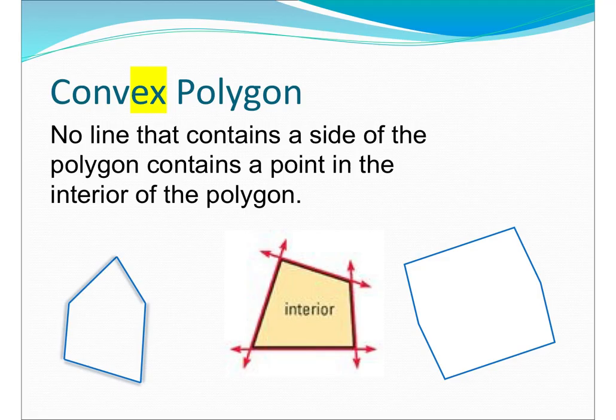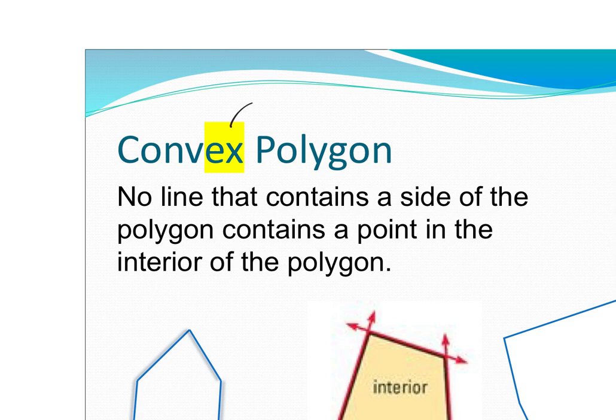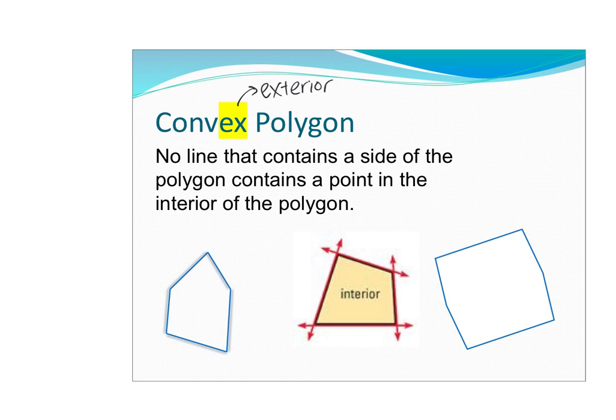Perfect. Now, when we're dealing with polygons, there are some types that we need to know. We need to know whether they are convex or concave. Do you see how I highlighted the EX here? Do you guys see that? Draw a little note to yourself. EX stands for exterior. This is how I remember it. You don't have to use this. I recommend that you use this though, okay? It means that no line that contains a side of the polygon contains a point in the interior of the polygon, okay?